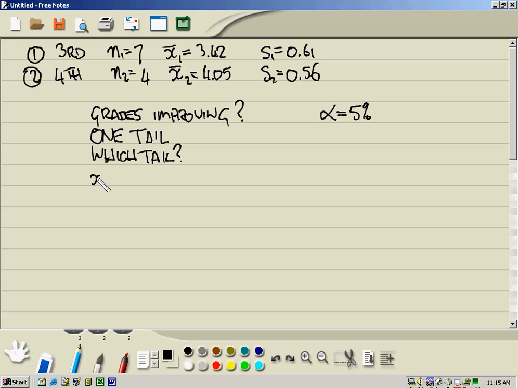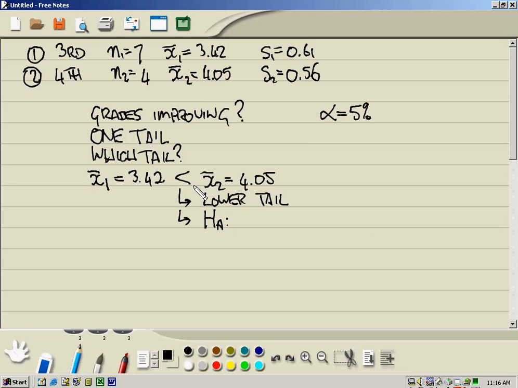And as we do with two-sample tests, we compare the two sample values. In this case, the X bar 1 of 3.42 is clearly less than the X bar 2 of 4.05, so less than, points downwards. It's a lower tail test. In other words, our T or Z value is going to be negative, and we want a negative critical value to compare that to.